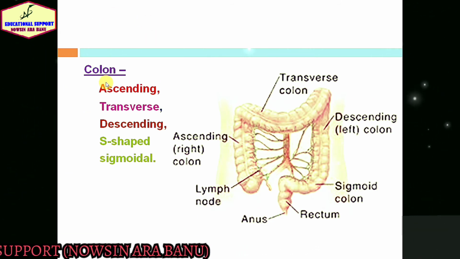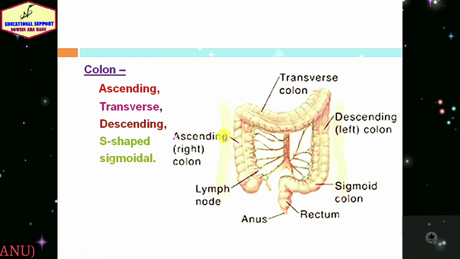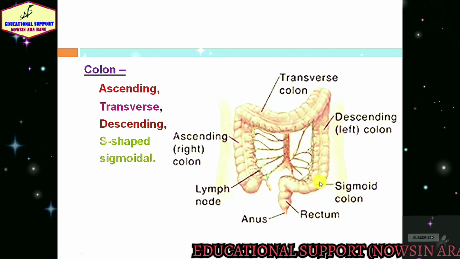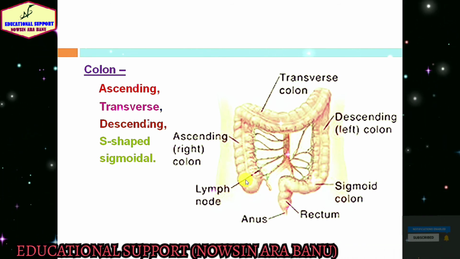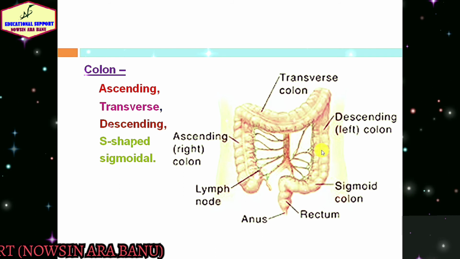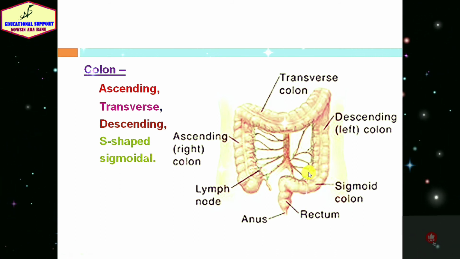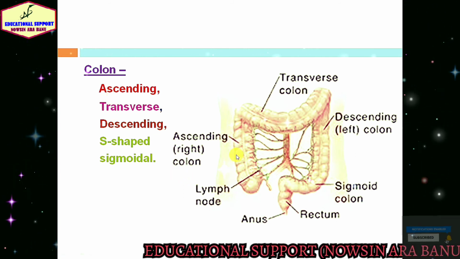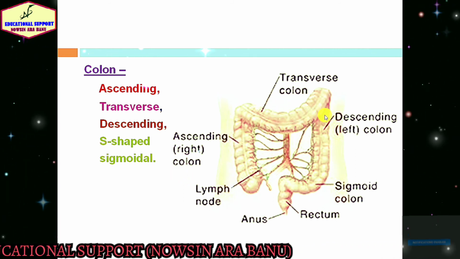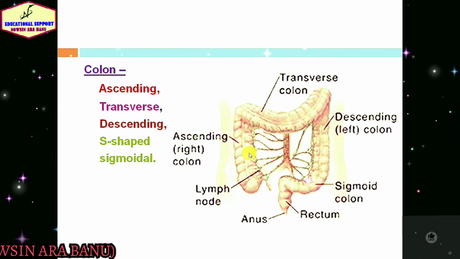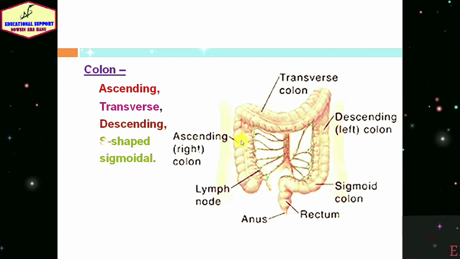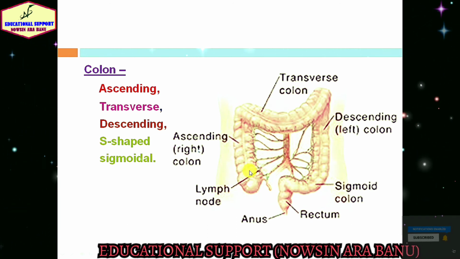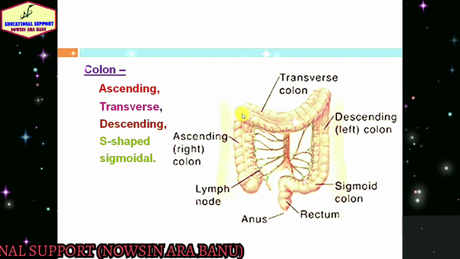Next is the colon. The colon is the distal part of the gastrointestinal tract extending from the cecum to the anal canal. The colon is divided into 4 segments: ascending, transverse, descending and sigmoid. So what is the ascending colon? The ascending colon is the part of the colon located between the cecum and the transverse colon.